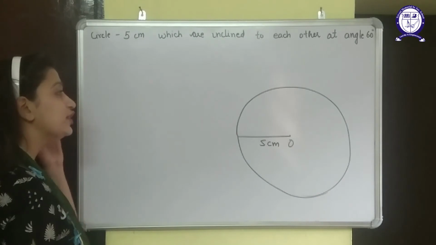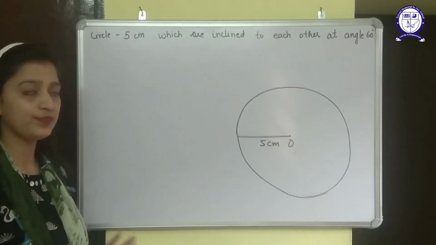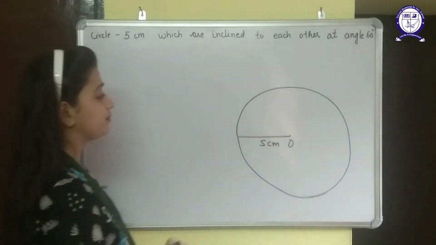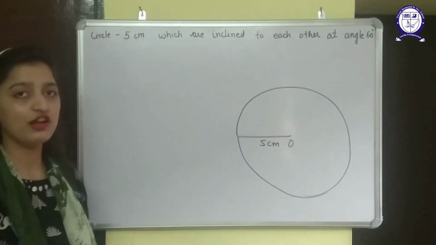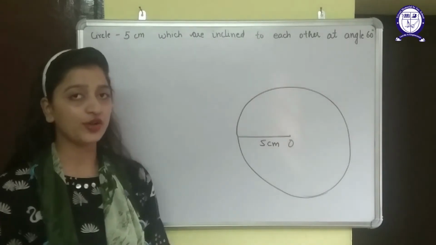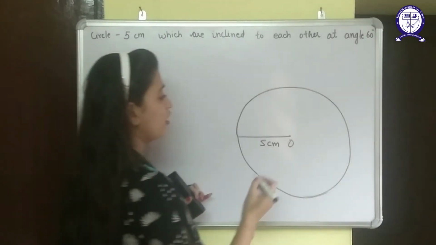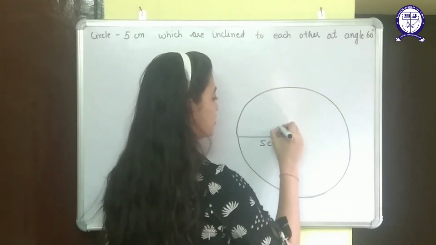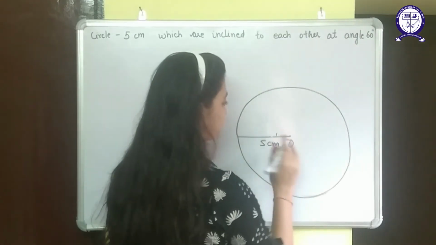Okay, so now I need to draw the angle of 120 degrees. So you can draw the angle of 120 degrees by using the compass. How to make the angle of 120 degrees? First of all, you will draw this arc.